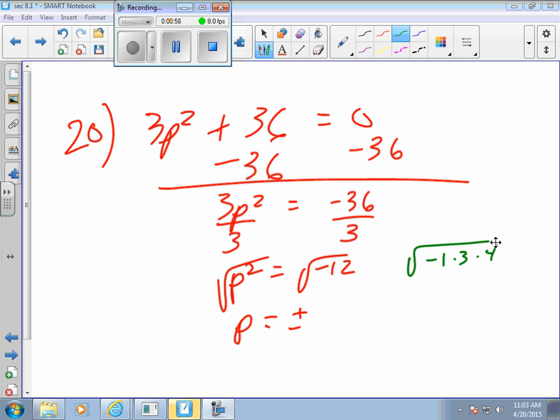We know that the square root of 4 is going to come out as a 2. The negative 1 comes out as an i, and the 3 stays behind. So we have p equals plus or minus 2i square root 3.